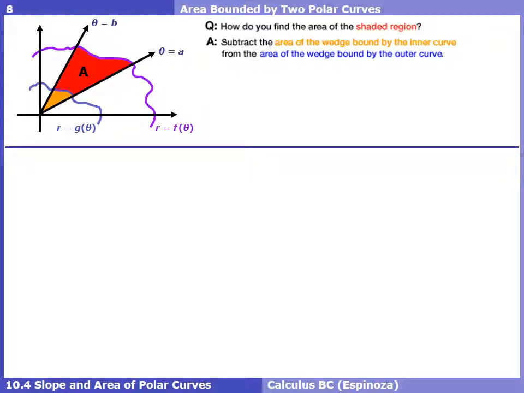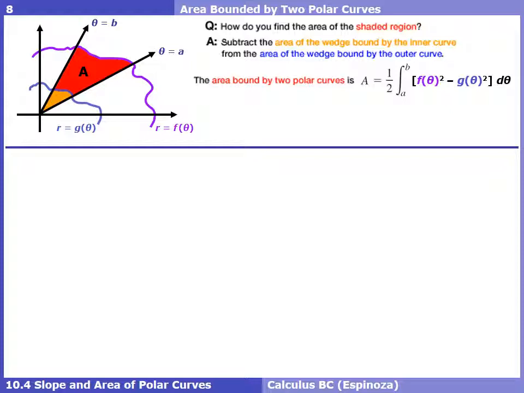We're going to find the area for the f function, we're going to find the area for the g function, and subtract those two. So the area bounded by two polar curves, if they happen to be called f and g, would be f of theta squared minus g of theta squared. And we're integrating with respect to theta.